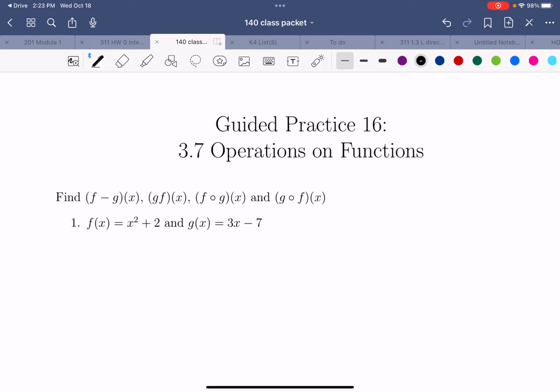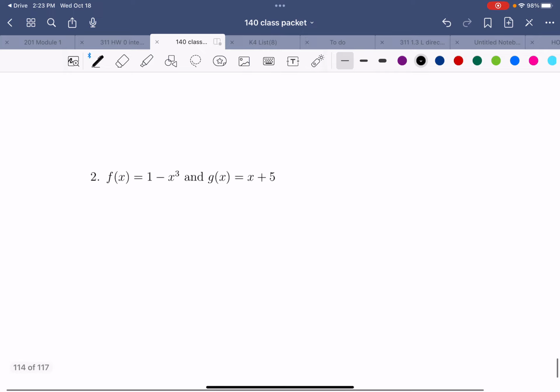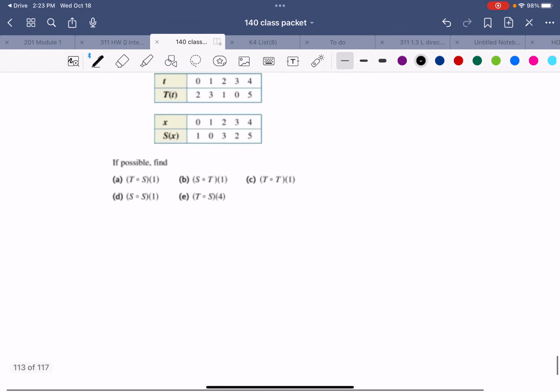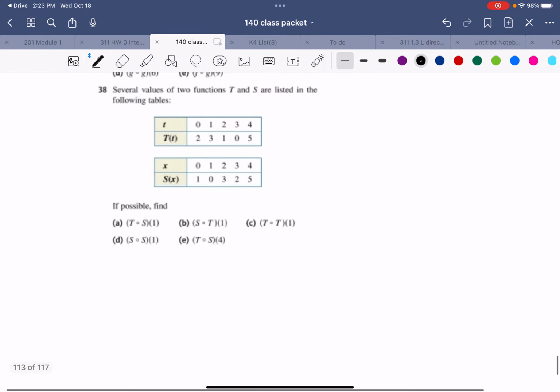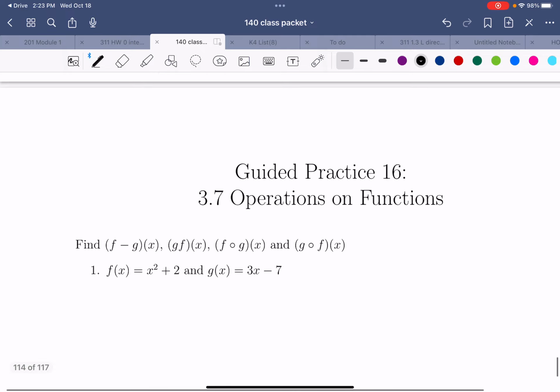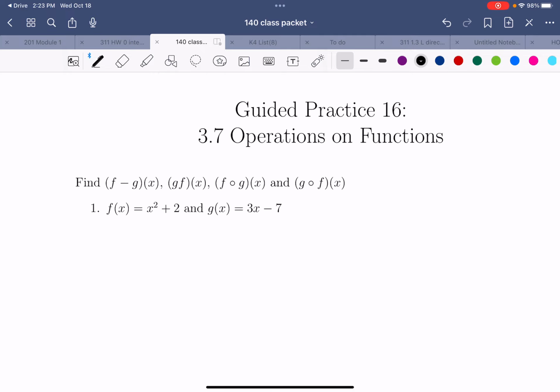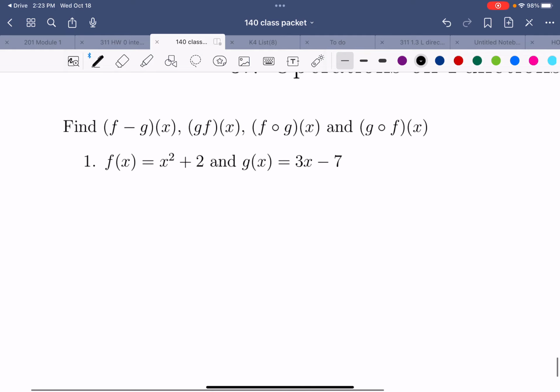All, this is guided practice number 16. This is section 3.7 on operations on functions. So we are going to take a look at a couple of problems here. We've got 1, 2, 3, 4 of them. And then we're also going to check back here and we're going to do the number 38 problem from the book that we had up there. Okay, that was on the lecture sheet. But we're going to do it as part of guided practice so that we can see some more practice problems.